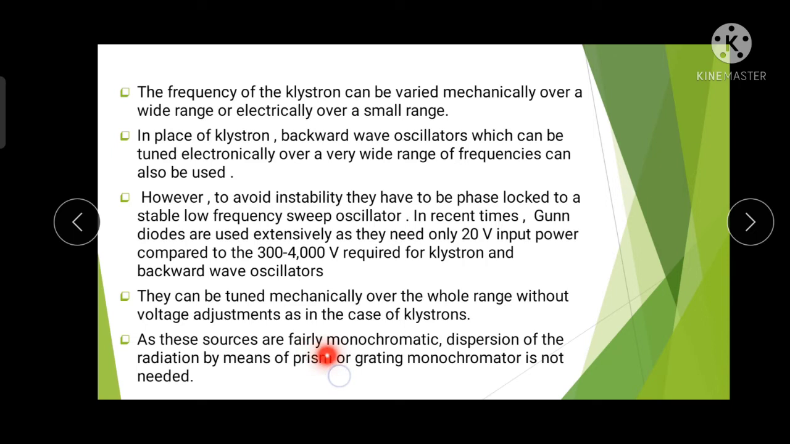As these sources are fairly monochromatic, dispersion of radiation by means of a prism or grating monochromator is not needed. That means these sources are already monochromatic, so there is no need to use a prism or grating, which acts as a monochromator.